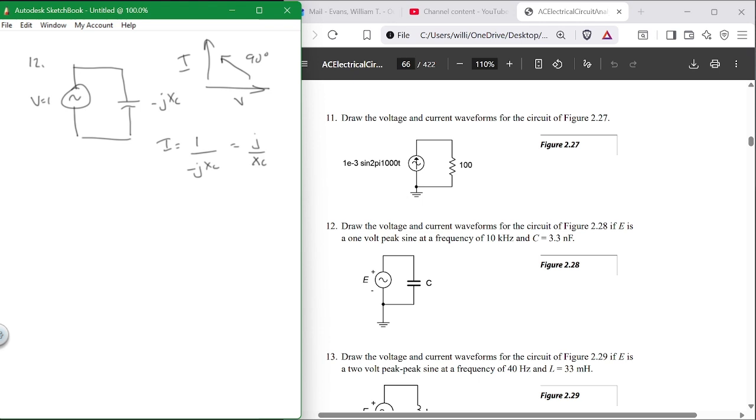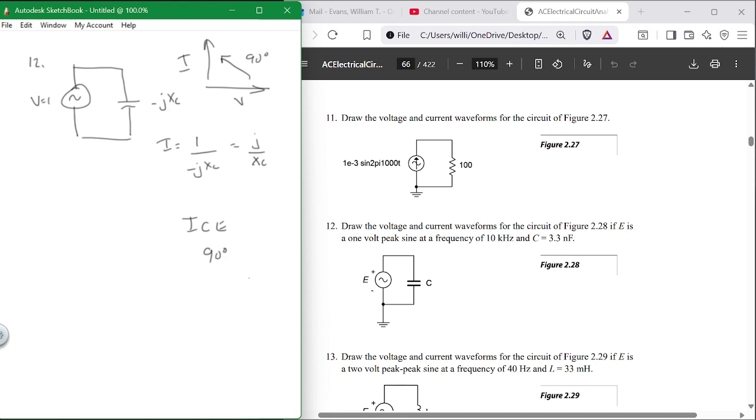So draw the voltage and current waveforms for the circuit with a peak of such and such. And there it is. In a purely capacitive circuit, it's ICE. Current leads voltage in a purely capacitive circuit by 90 degrees. And there it is, 90 degrees. That's the j. The j moves it 90 degrees ahead.